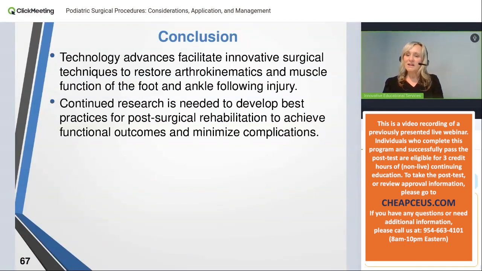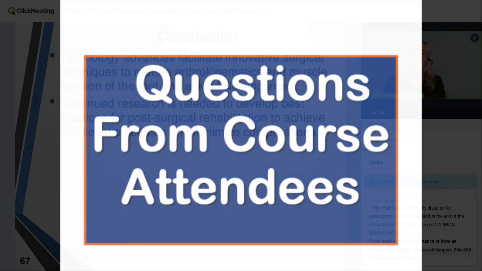That concludes the content portion of our course today. We looked at a lot of different surgeries of the foot and ankle region and highlighted what is done in the surgery that leads us to guide our clinical decision making during our rehab of our patients.